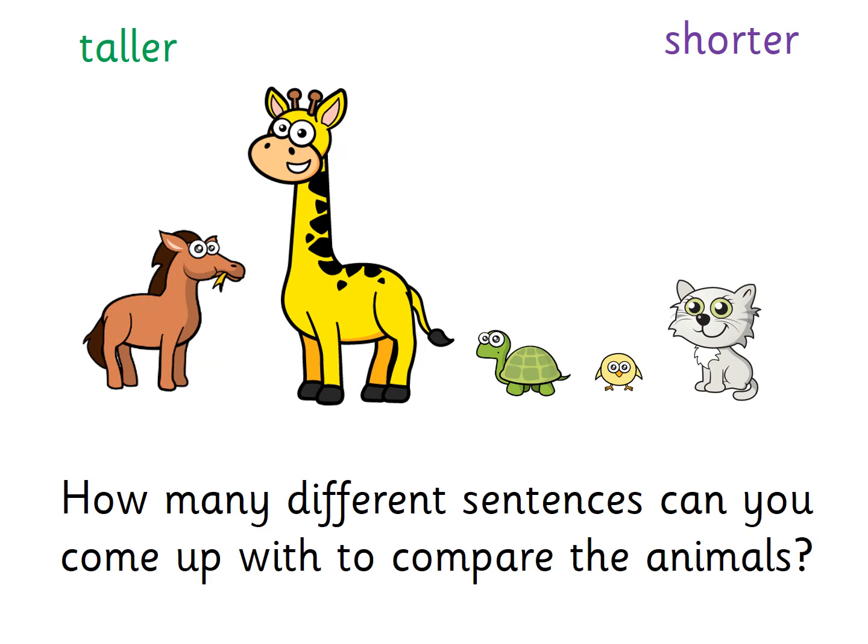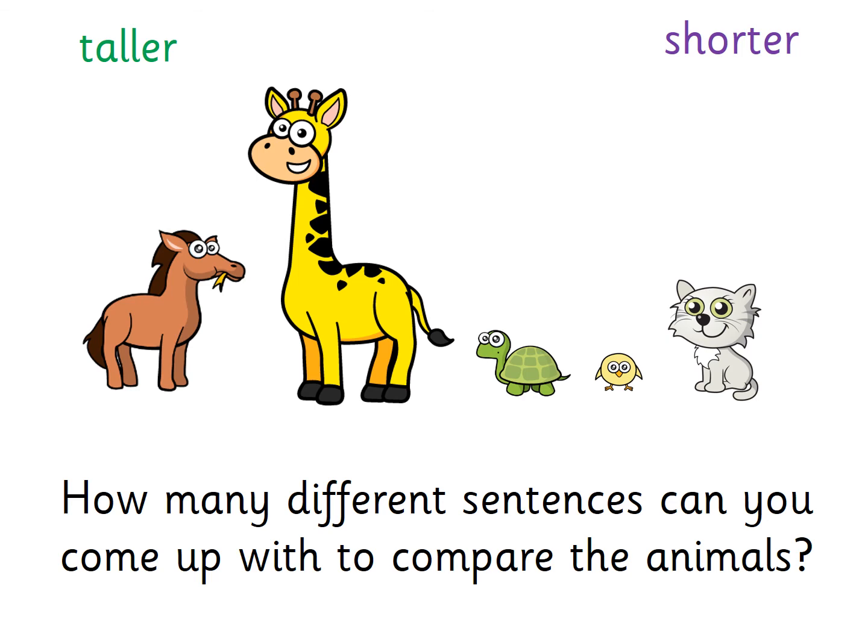Right, now I want you to pause the video, talk to the person in the room with you and come up with how many different sentences you can come up with to compare the animals. Okay, so look at these animals. We've got a horse, a giraffe, a turtle, a little chick and a cat. And we've got those words at the top, taller and shorter. So think of how many sentences you can come up with to compare these animals.